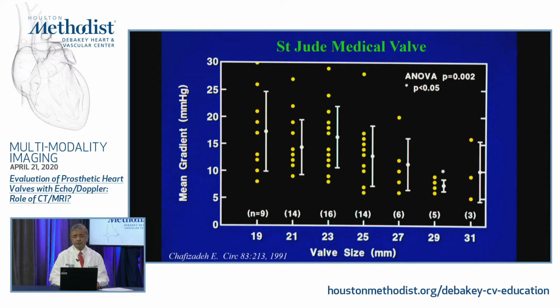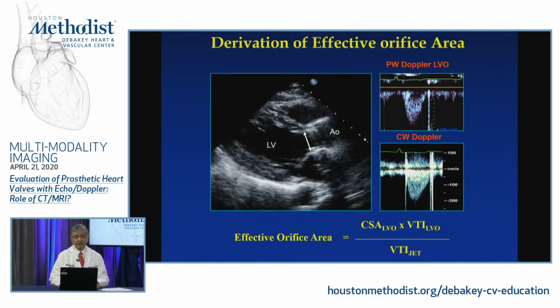This is a St. Jude Medical bileaflet valve. We know the valve size on the x-axis, and watch what happened to mean gradient. There is so much variability in gradients alone, and that could be velocity, that could be maximal gradient. And you understand why some of that is, besides variability, is that the flow may be different in these patients.